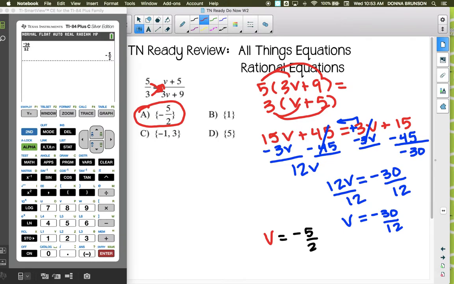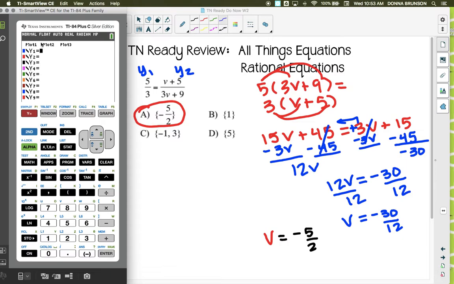Okay. I'm also going to show you how to check this using your calculator, so I'm going to erase these really quickly. So we're going to use that concept again of putting it in my y1 and my y2. So I'm going to go into my calculator, and if I have anything in y1, I'm going to clear it out. So my left side of the fraction is 5 over 3. So now I'm going to put in the right side of my fraction. And I'm going to actually use x instead of v because that is the variable in my calculator.